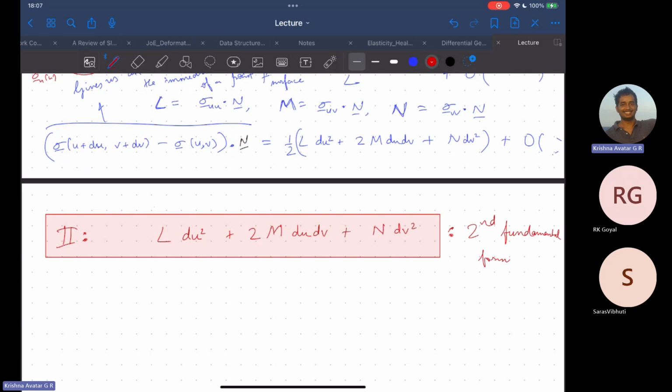Right, and I'll just write it down for the sake of repetition. N vector, M is equal to, this M actually, sigma uv dot n vector, and then N is equal to sigma vv dot n vector. Right.